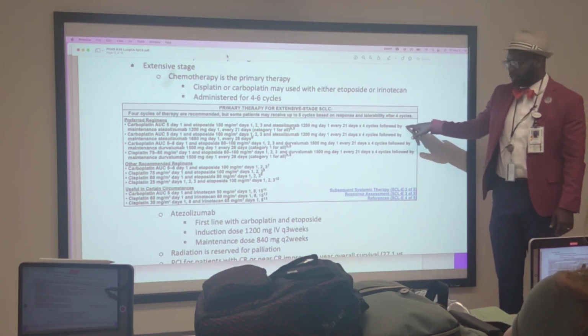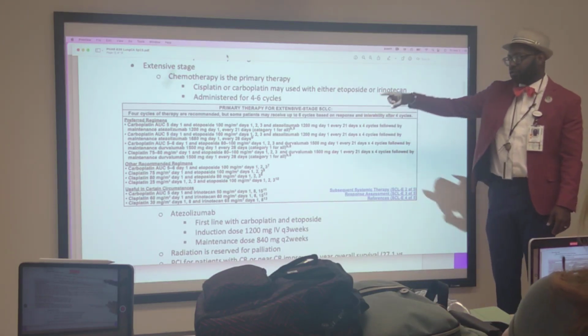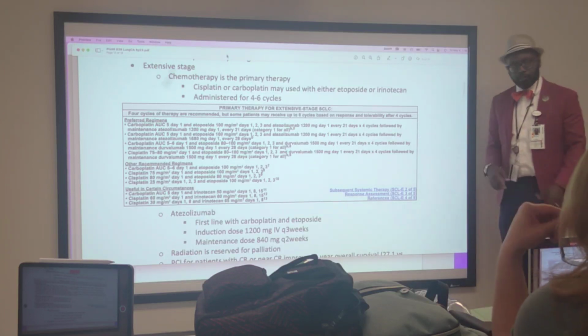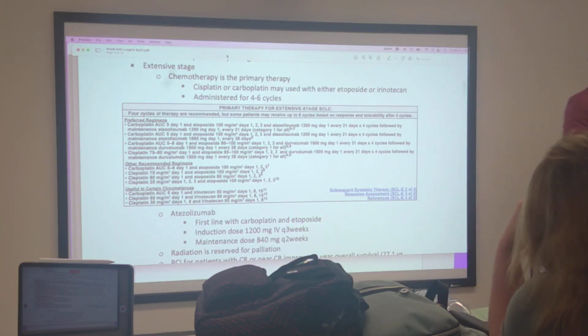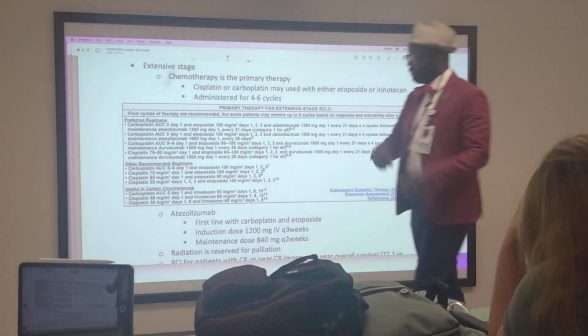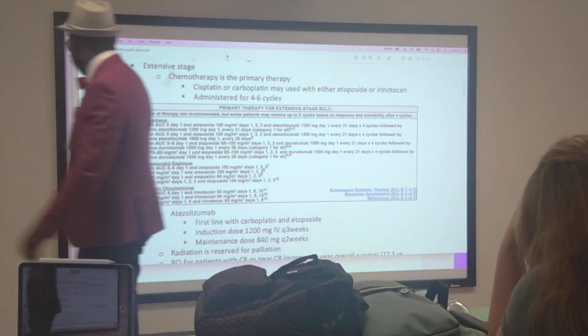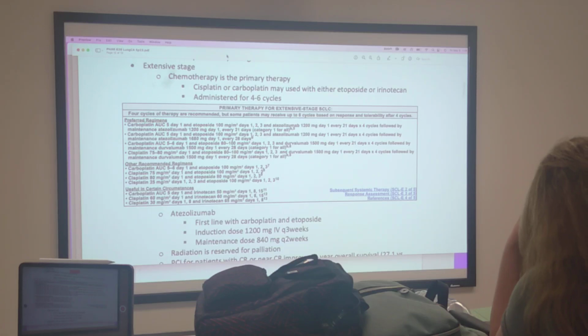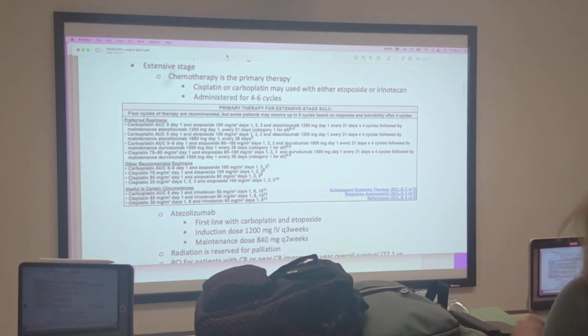So that first regimen there, atezolizumab 1200 with the carboplatin and the etoposide, is going to be a go-to regimen. Why do you think you like carboplatin in this patient population? When I say somebody's extensive, what does that mean? Extensive stage. Metastasized, and that means that we can't cure them.